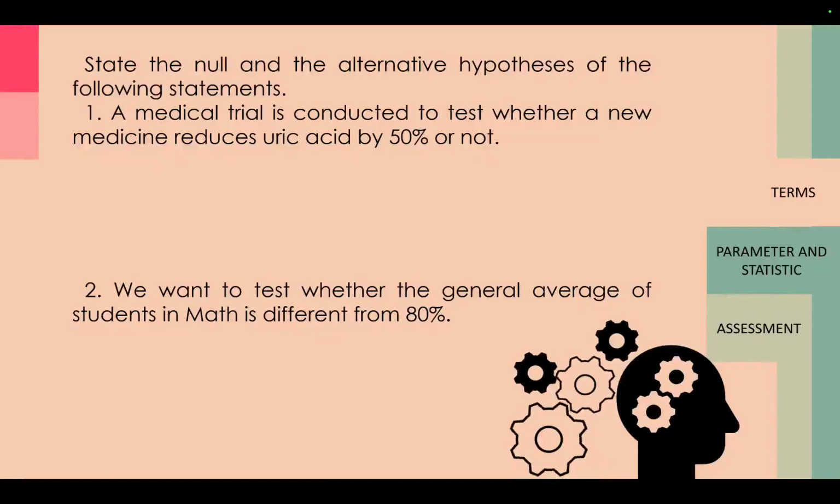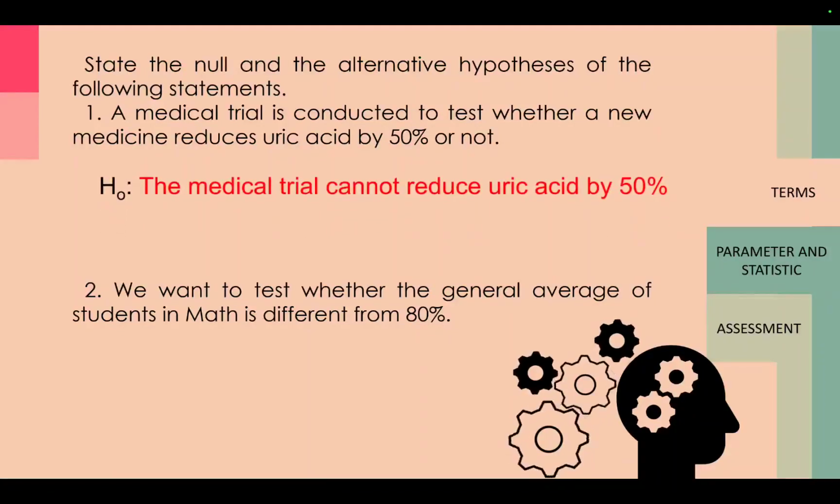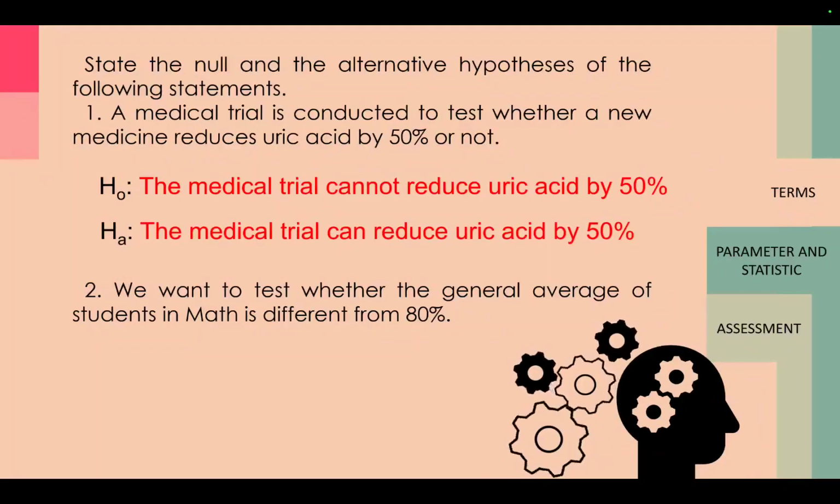Let's have some examples. Let's state the null and alternative hypotheses. A medical trial is conducted to test whether a new medicine reduces uric acid by 50% or not. We want to find out if it is effective in reducing the uric acid by, let's say, 50%. In your null hypothesis, you will just state first that nothing happens: the medical trial cannot reduce the uric acid by 50%. That's only the fact. Now, in the alternative hypothesis, we want to say that it is effective, therefore the medical trial can reduce uric acid by 50%.